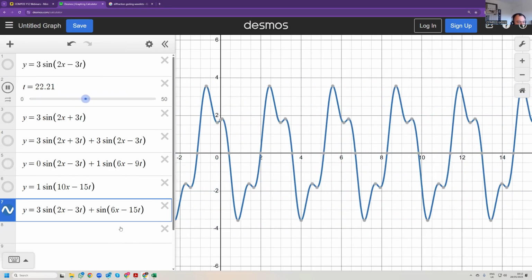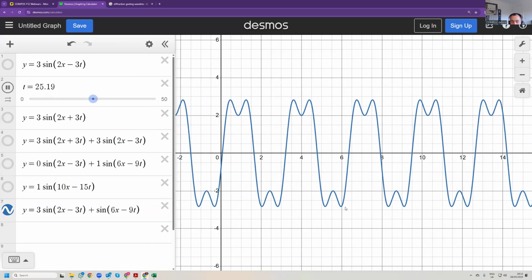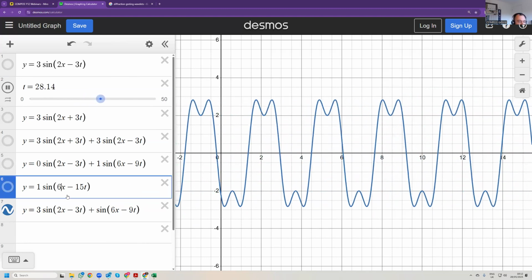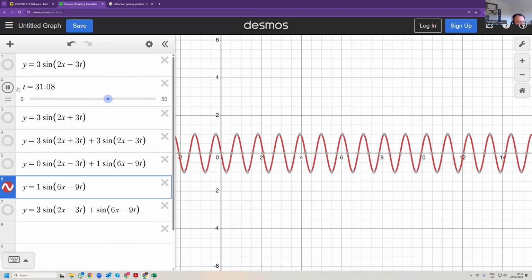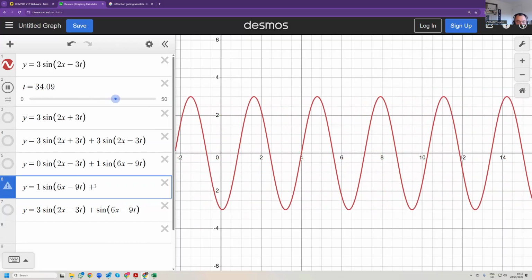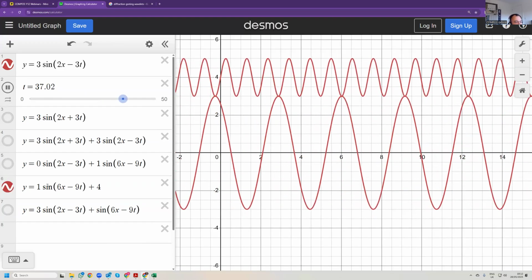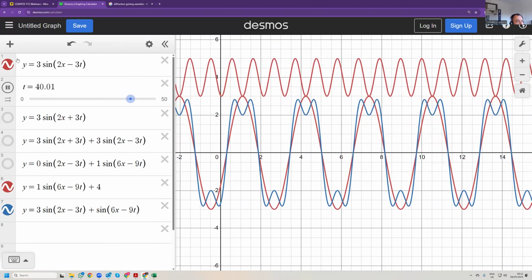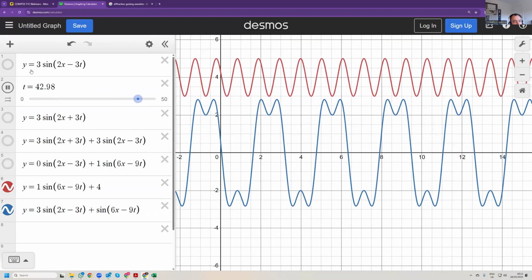6. Would that work? 6 and 9. So now we have this wave and we have this wave, so two different waves. Okay, let's plus 4. So these two waves, when they meet, they produce a wave which looks like this.